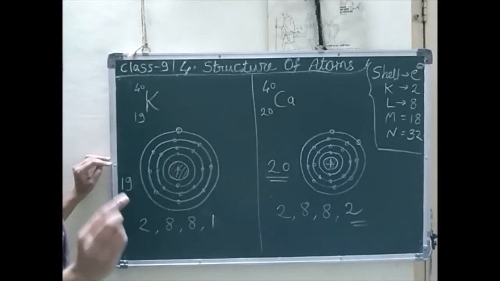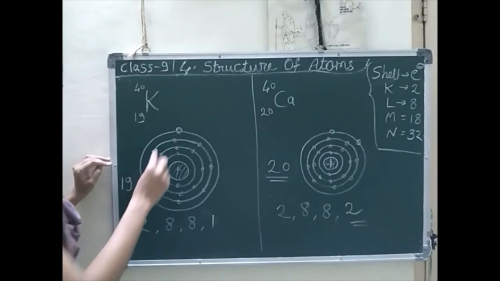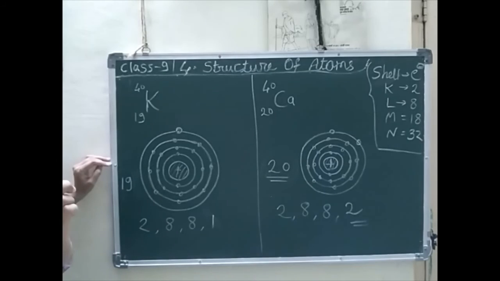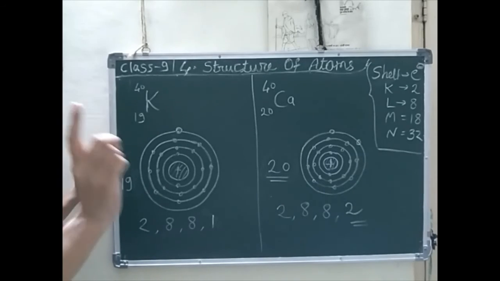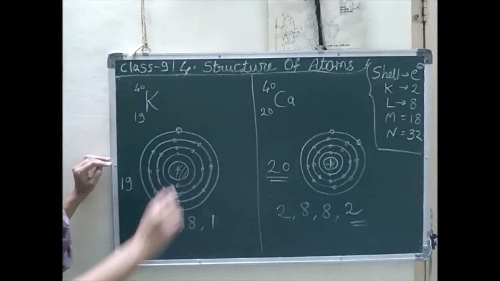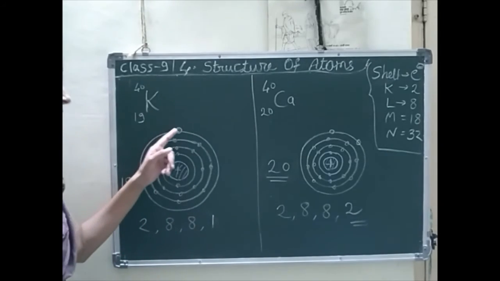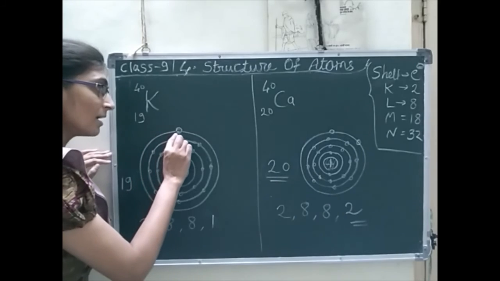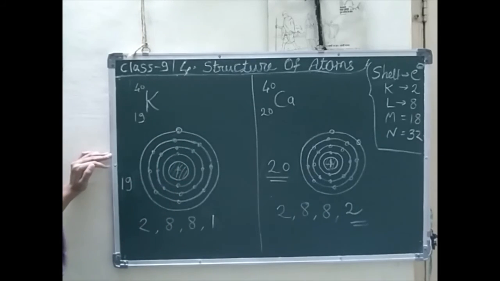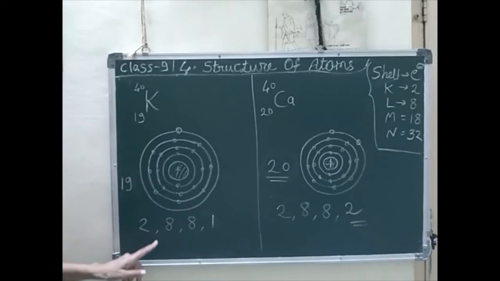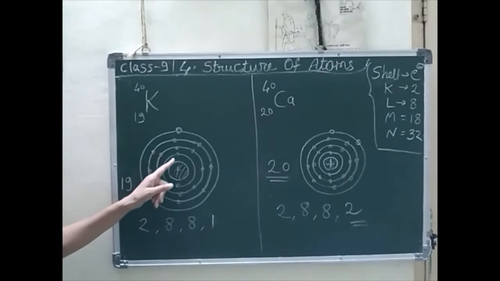So that this 1 electron is present in the last orbit. That's why the electron present in the last orbit is called the valence electron. Valence is totally different, and the electrons present in the outermost level are called valence electrons. So here 1 electron is the valence electron. In this manner we have to distribute 2, 8, 8 and 1.